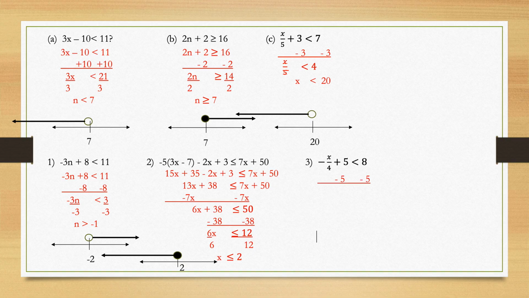All right, so I subtract 5 from both sides. I get x over negative 4 is less than 3. Multiplying both sides by negative 4, x is greater than negative 12. Is negative 12 an answer to this one? No, because it doesn't say "or equal to." And that is why, when we graph this guy, it's an open circle.